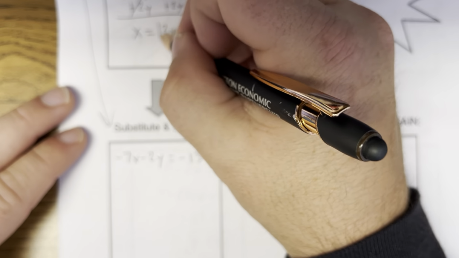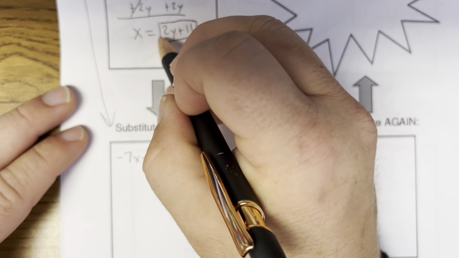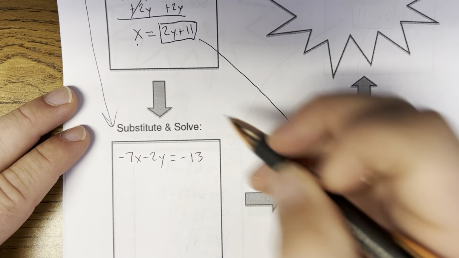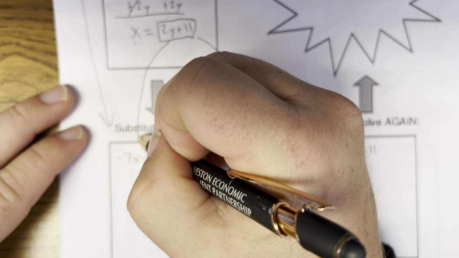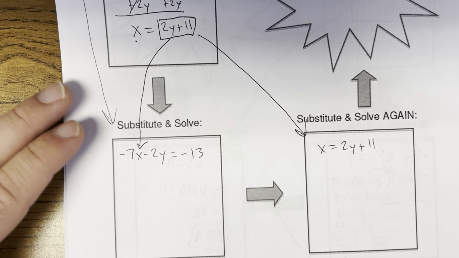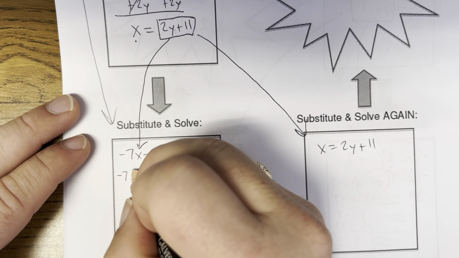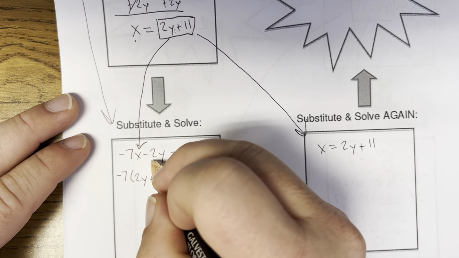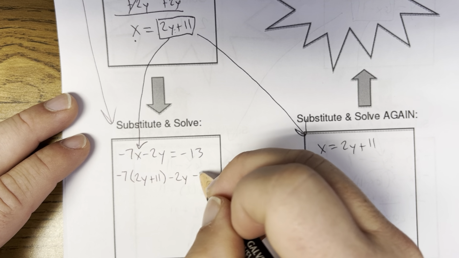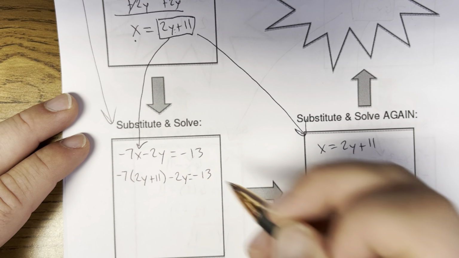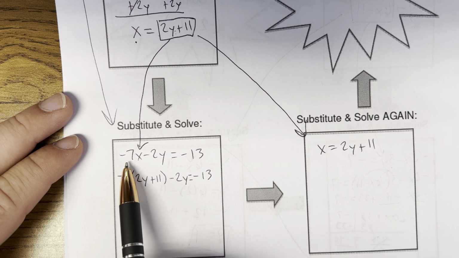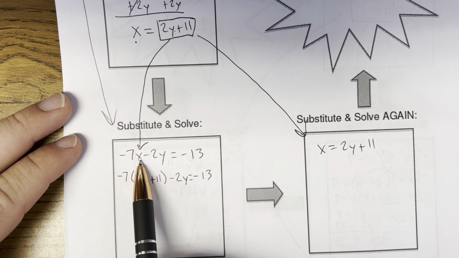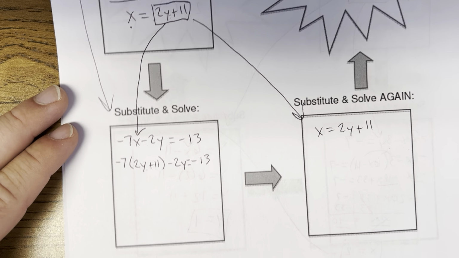And then this box, like we did on the last problem, is equivalent to x on this one. And so I'm going to take this box and insert it in place of the x. So that becomes -7, and in place of the x, I'm going to put in that box 2y plus 11, and then insert the rest, minus 2y, equals -13. I kept all these numbers the same, but in place of the x, I put in that 2y plus 11, put in that box.